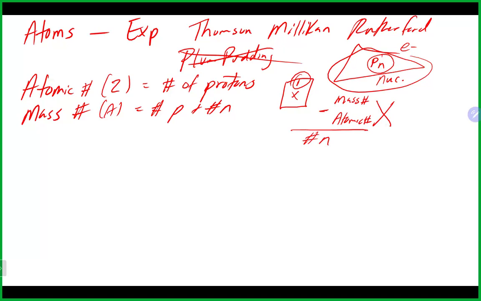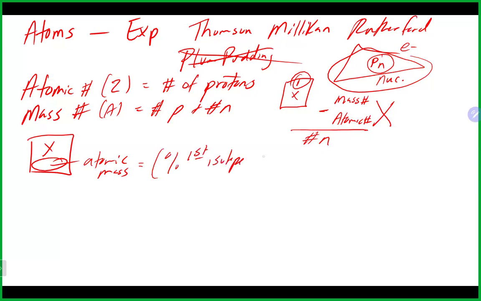We did eventually talk about the number on the bottom, which is the atomic mass, right? And the atomic mass is based off of all the naturally occurring isotopes for a particular element. And we talked about actually how to calculate that in AMU. You take the percentage of the first isotope times the atomic mass of the first isotope.